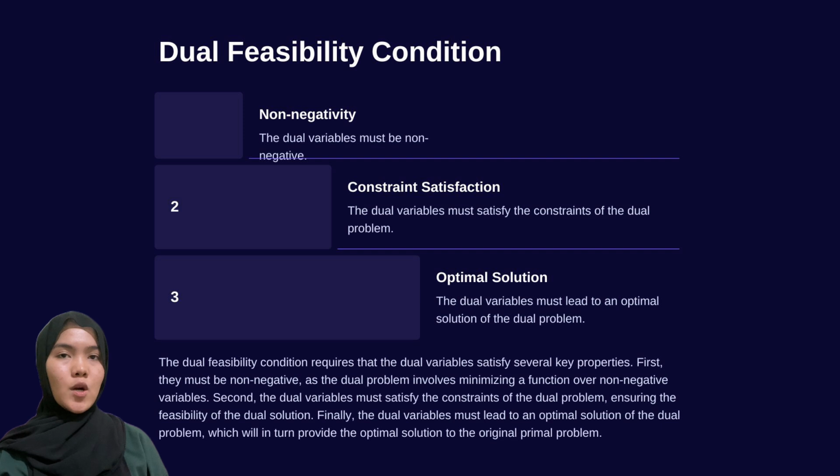The dual feasibility condition requires the dual variables satisfy several key properties. First, they must be non-negative, as the dual problem involves optimizing a function over non-negative variables. Second, the dual variables must satisfy the constraints of the dual problem, ensuring the feasibility of the dual solution. Finally, the dual variables must lead to an optimal solution of the dual problem, which will in turn provide the optimal solution to the original primal problem.